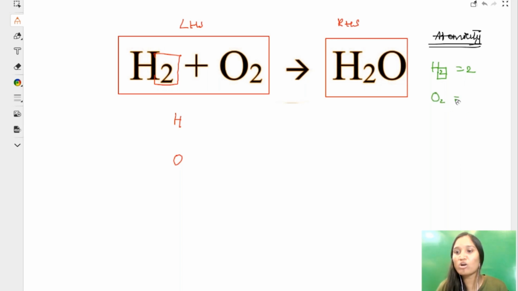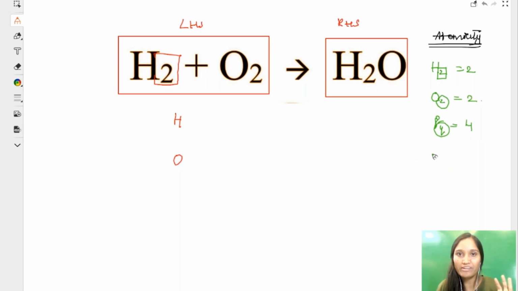What is atomicity of oxygen? Can I see your responses, please? Atomicity of oxygen is 2. That's great. Phosphorus? Phosphorus is 4. This way, whatever number of atoms are there is represented as atomicity.